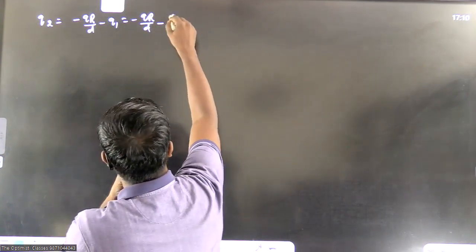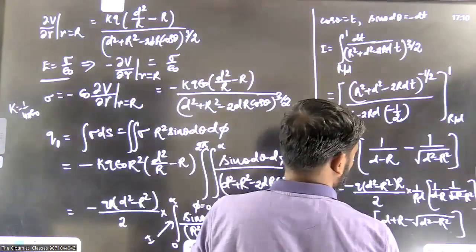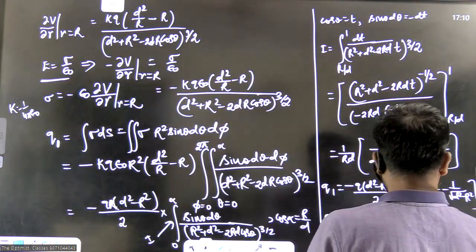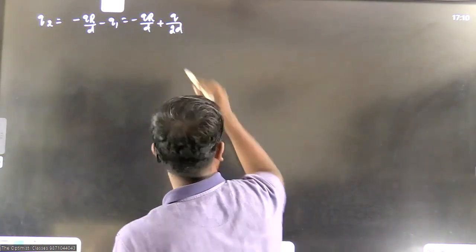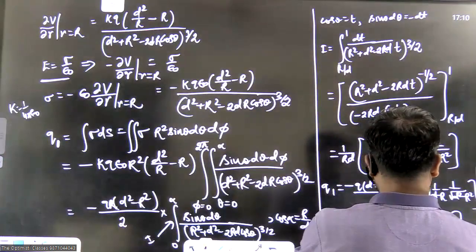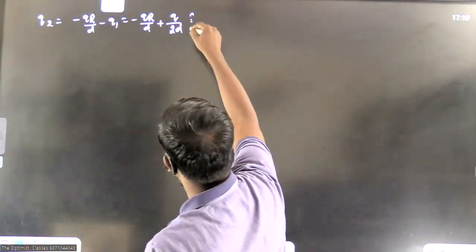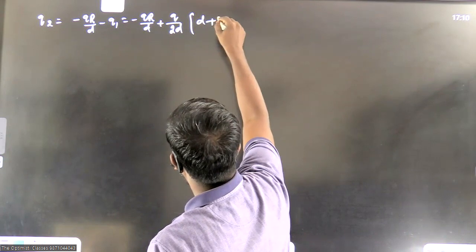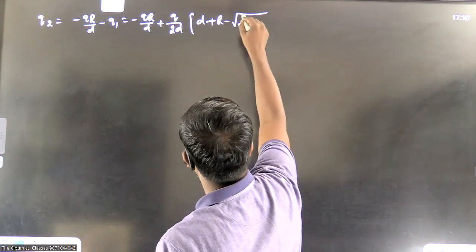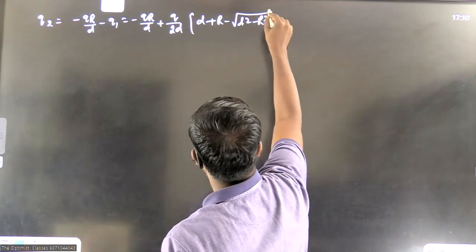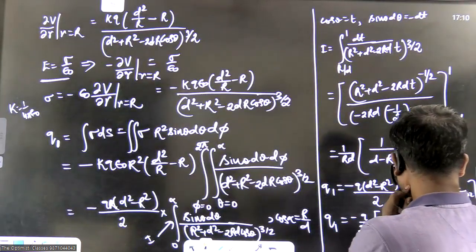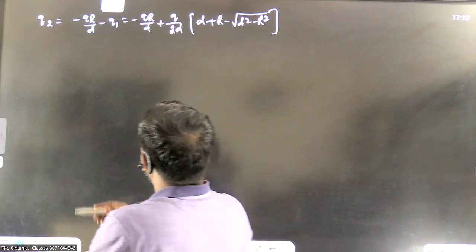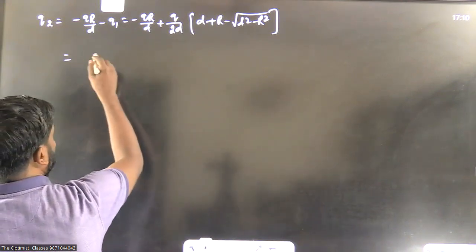See, Q1 is actually Q. Q1 is minus Q by D. So we'll get here Q plus Q by 2D, and here we'll get D plus R and minus root under D square minus R square. Okay, that's what we have, D square minus R square. Now let's subtract it and see what we get.